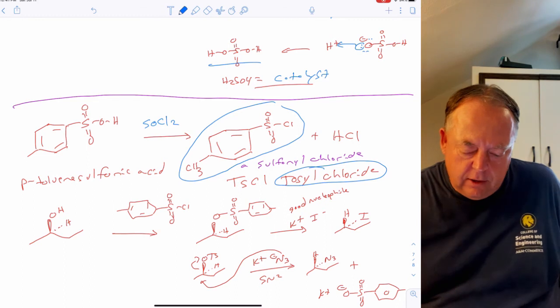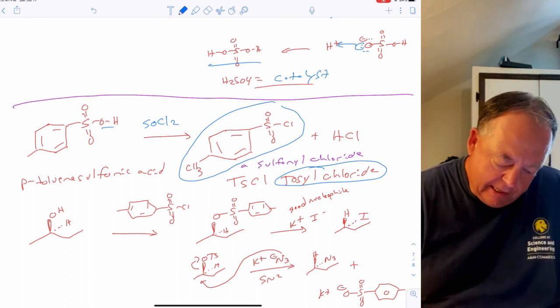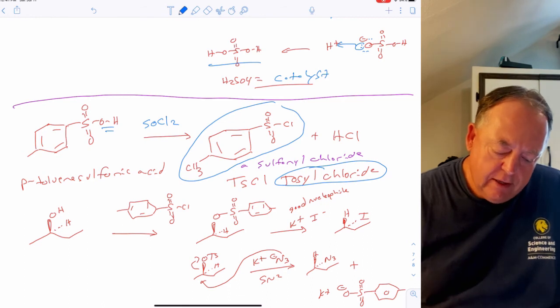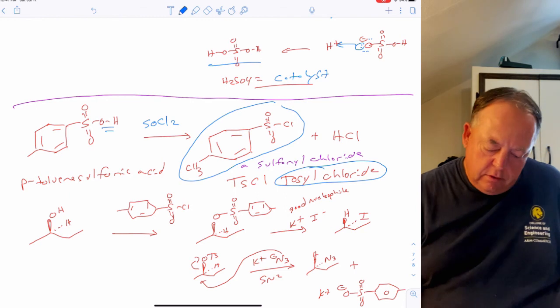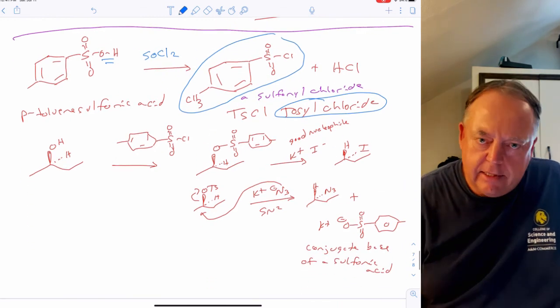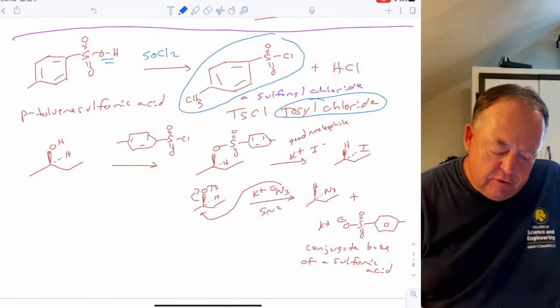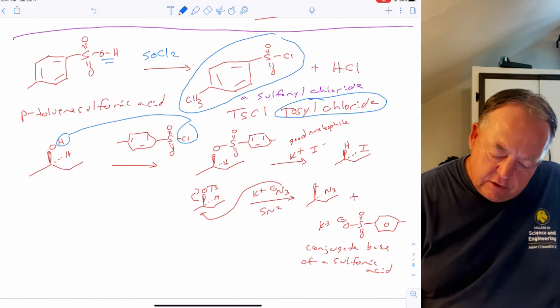one way would be, well, we saw that reagent back in the alcohol chapter, if you remember. SOCl2, thionyl chloride. That's one way to convert OHs to chlorine. So that would convert the sulfonic acid to the sulfonyl chloride. And then if you remember back in the alcohol chapter, that can be useful because you can react that with alcohols to make the tosyl group.